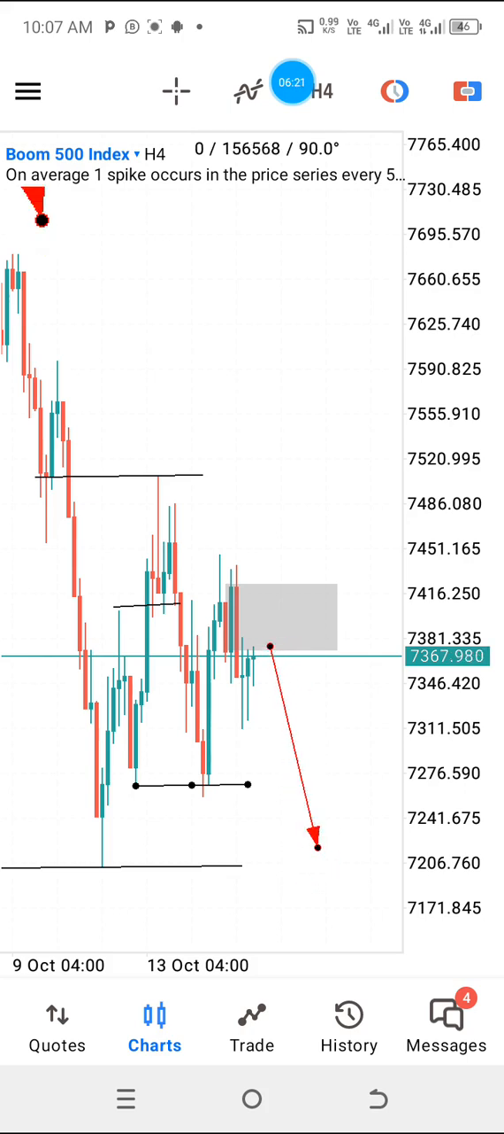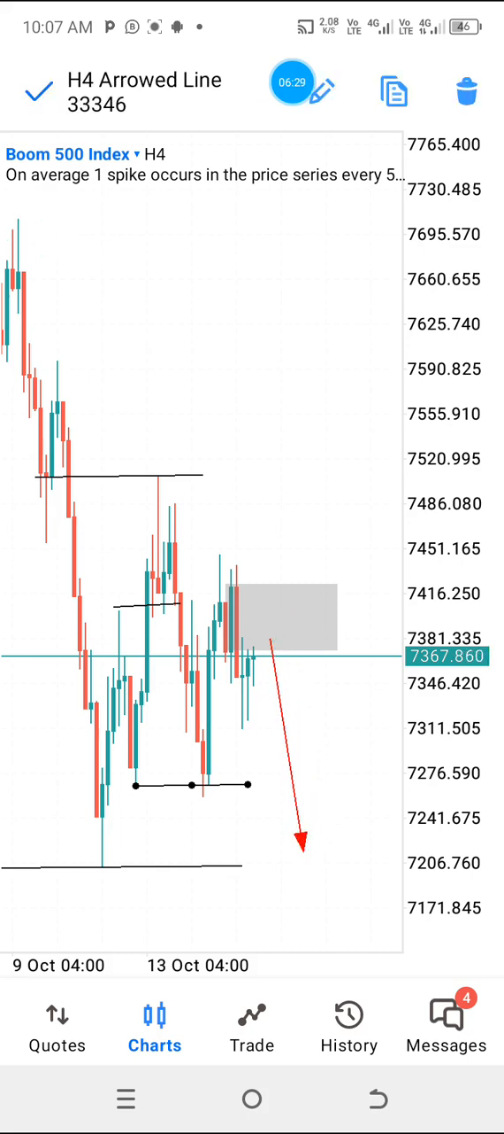This is what we are expecting, guys. We expect price to come down from that zone and come down to this side. This is what we're expecting on this one. We're expecting a sell like this on this place.